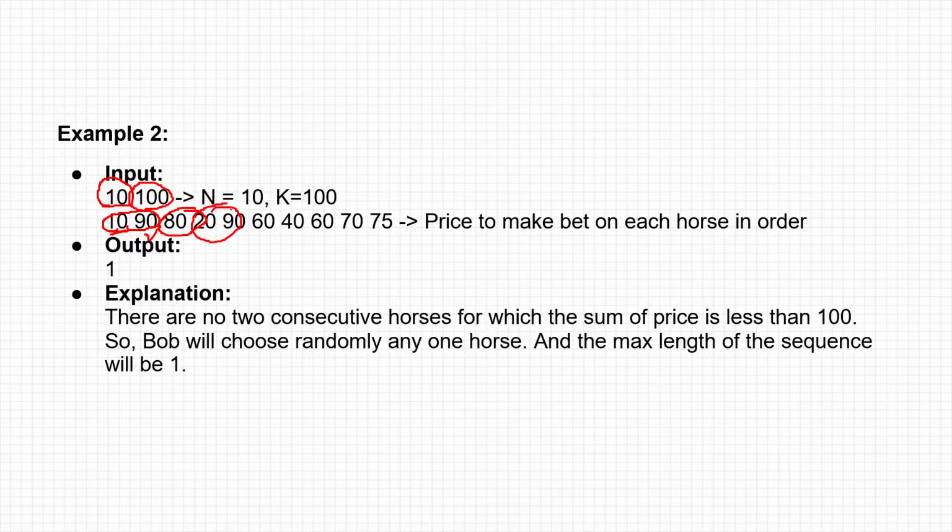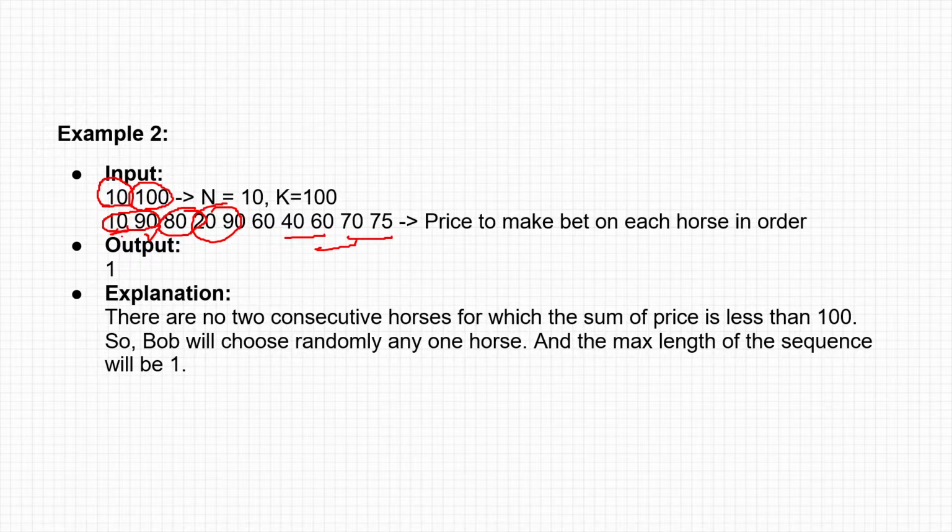90 plus 20 is not possible. 90 plus 60 is not possible, it is exceeding 100. So 60 plus 40 is giving him a value equal to 100. Then 40 plus 60 is giving him 100. He will not want to take that. So 60 plus 70, 70 plus 75.